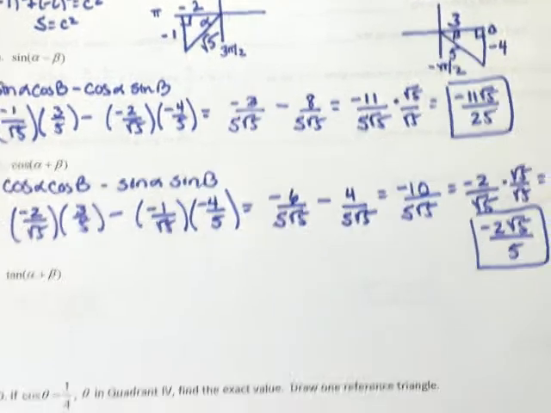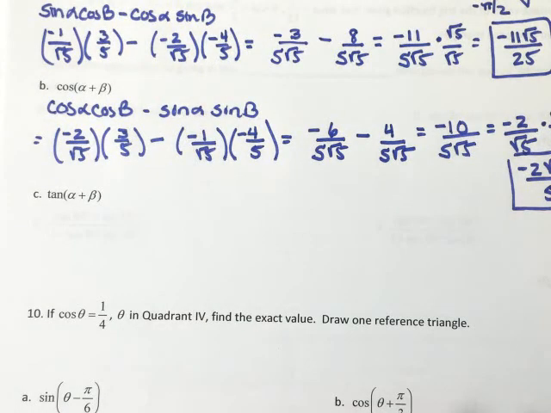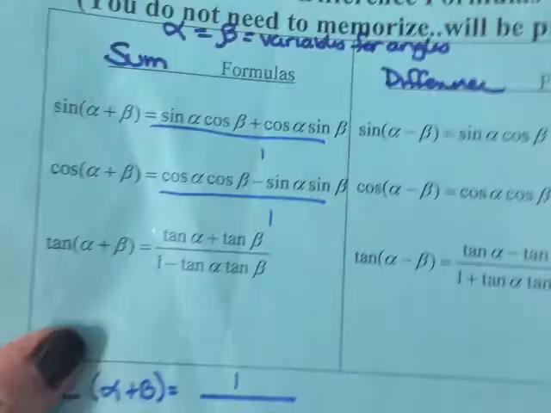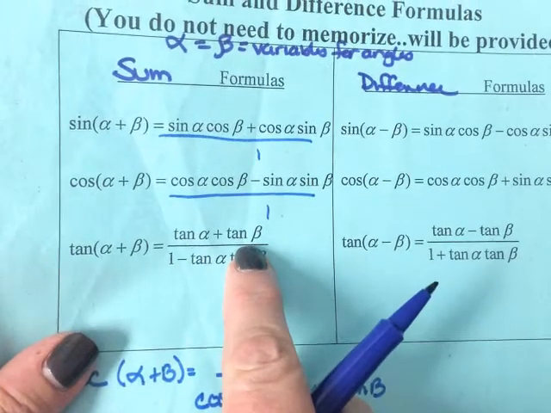So now it's my tangent of alpha plus beta. So my tangent sum formula is tangent alpha plus tangent beta over 1 minus tangent alpha tangent beta.